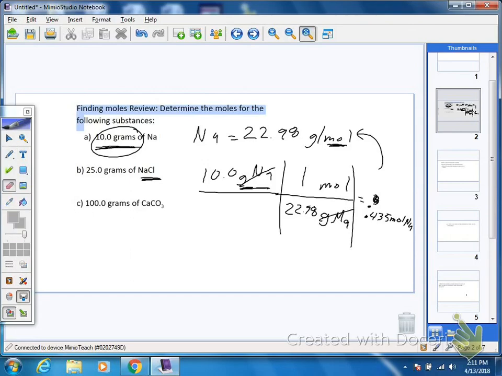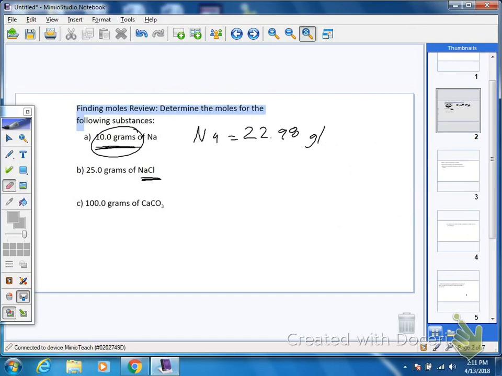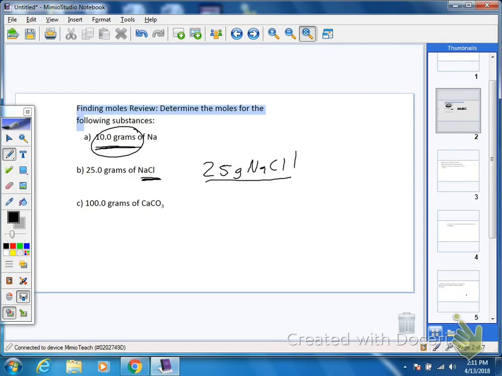So I'm going to go ahead and erase this. We'll start with the second one, and it says we have 25 grams of NaCl. We've got to go from grams of NaCl to moles, just like we did on the sodium. Here's a problem: we can't just pick it off the periodic table. So what we have to do is split this apart into sodium and chlorine, and we've got 1 each.